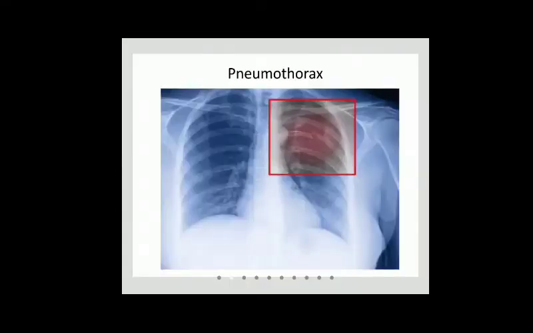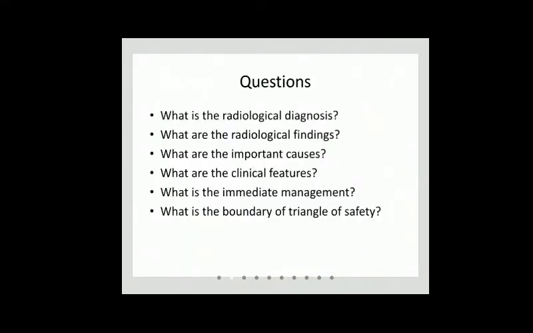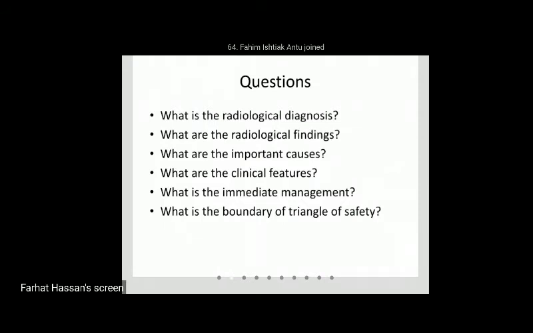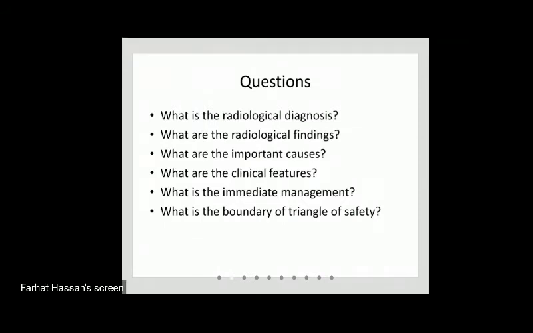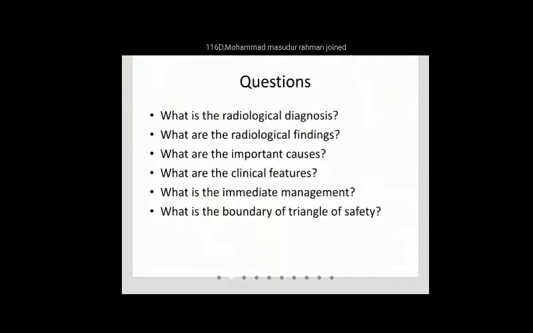So these are the questions. Our diagnosis is pneumothorax. Findings are hypertranslucent lung field, tracheal shifting of the mediastinum, absent bronchovascular markings, and collapsed lung margin. In case of trauma, there is rib fracture. So what are the clinical features, the immediate management we have already discussed, and the safety triangle. Okay, regarding pneumothorax, any question?